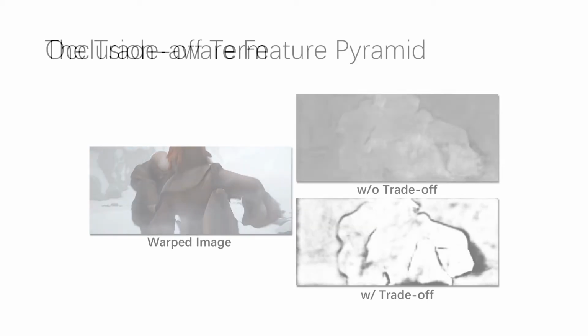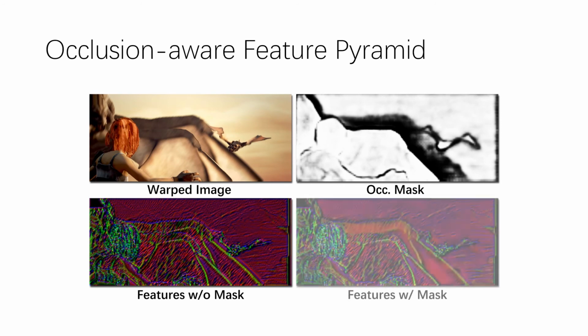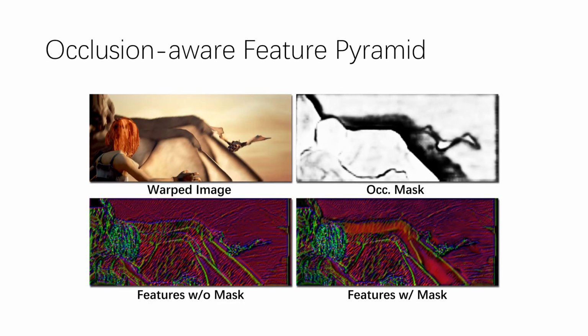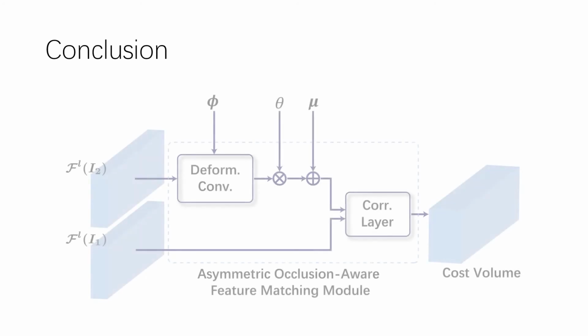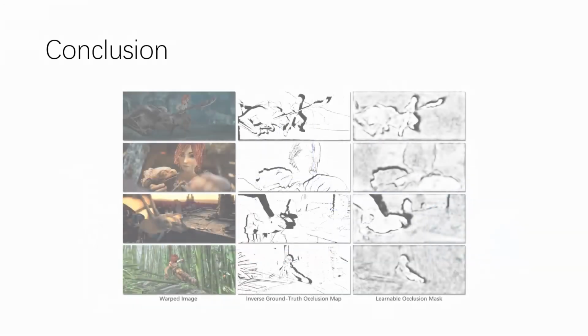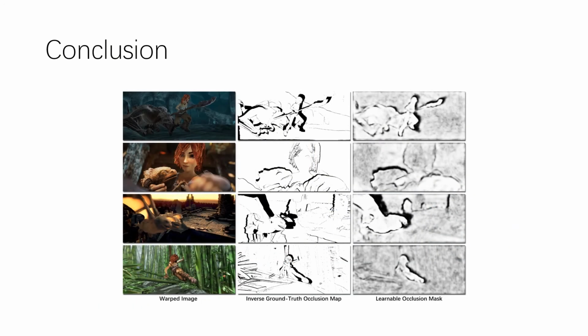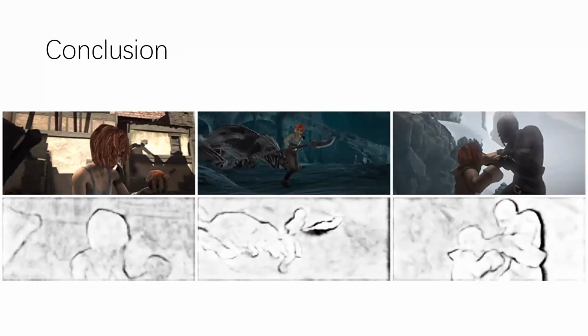As for the occlusion-aware feature pyramid, comparing the feature with and without the learned occlusion mask, we can see that it draws significant effect on smoothing the feature map at the occluded areas. As a conclusion, we propose the asymmetric occlusion-aware feature matching module, which incorporates a learnable occlusion mask without any explicit supervision, and can be easily integrated into end-to-end network architectures while introducing negligible computational cost.